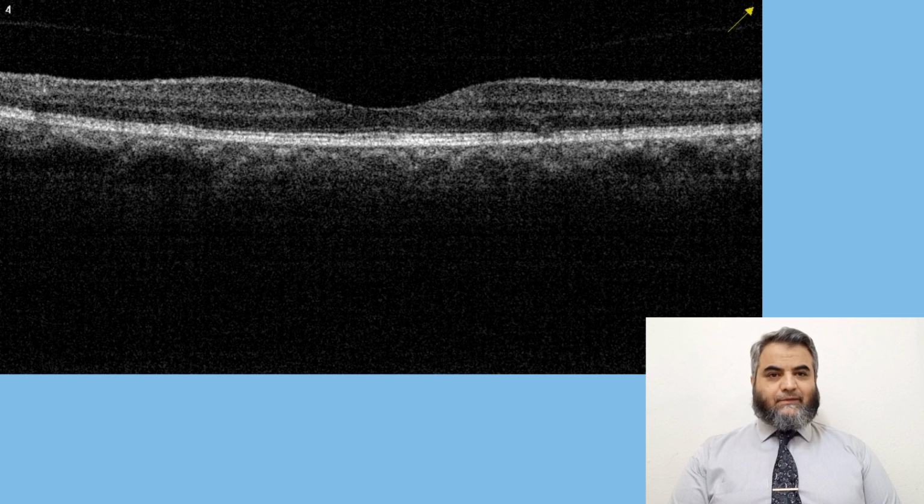OCT imaging of the normal eye, the right eye: all the layers of the retina intact, no macular hole, foveal depression present, no fluid, no break, everything is okay. So in contrast to the other eye, the right eye is normal.